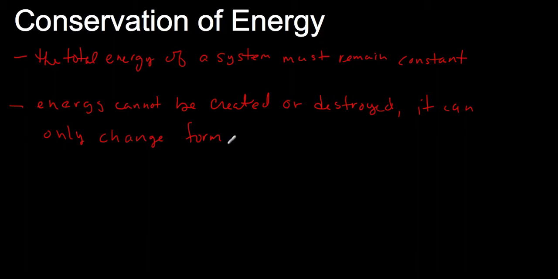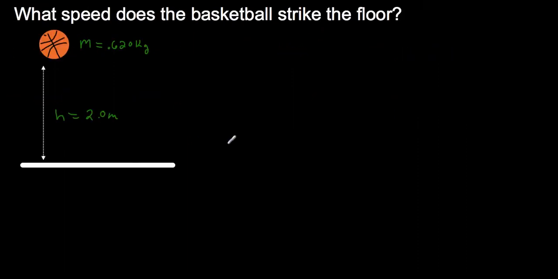So with that, we're going to go from this idea to potential and kinetic types of energy, and I've tried to apply that idea that energy cannot be created or destroyed. So here's our first example with this. We have a basketball that's just simply sitting 2 meters above the ground. And the first question is, what speed does the basketball strike the floor with?